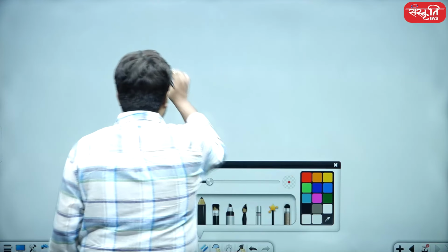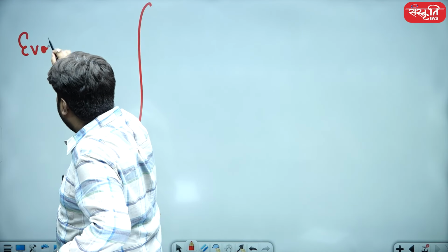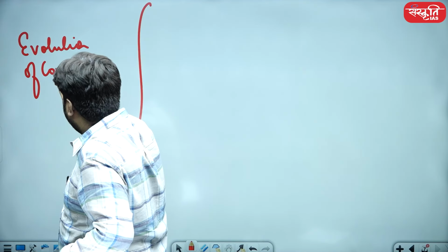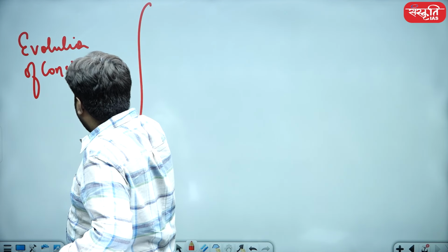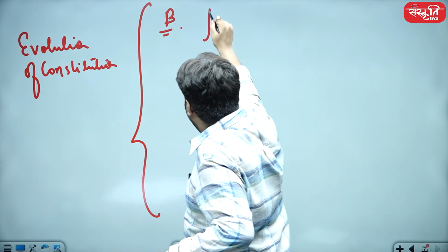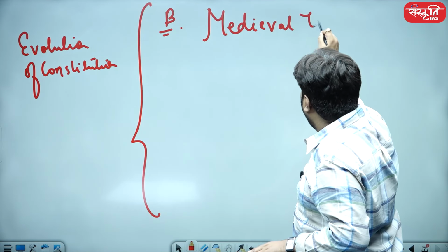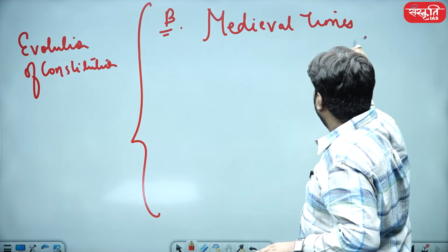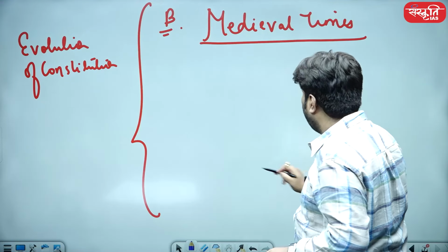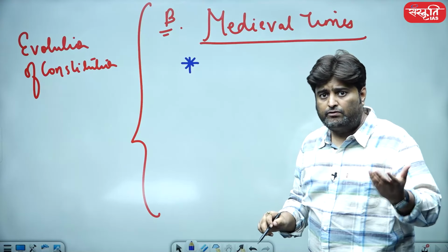How has constitution evolved? Let me write over here. ये आपको नहीं लिखना है, आप तो ऑलरेडी हेडलाइन बना चुके हो. So in the evolution of constitution, medieval times play a very important role, because during the medieval time, one significant event took place which is considered to be the foundational principle of constitution.